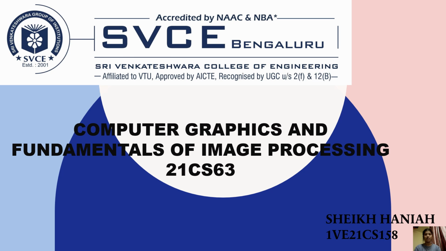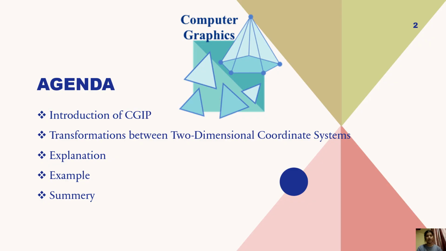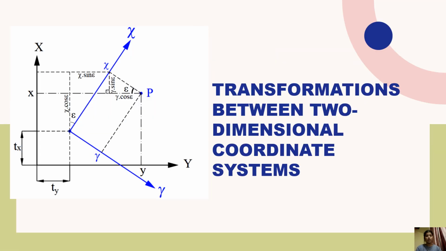So today we will be covering a topic from the subject Computer Graphics and Fundamentals of Image Processing. Proceeding forward, the contents we are going to cover here are Introduction to CGIP, Transformations between two-dimensional coordinate systems, which is our main topic, some explanation, followed by examples and summary. Now we will be discussing transformations between two-dimensional coordinate systems.